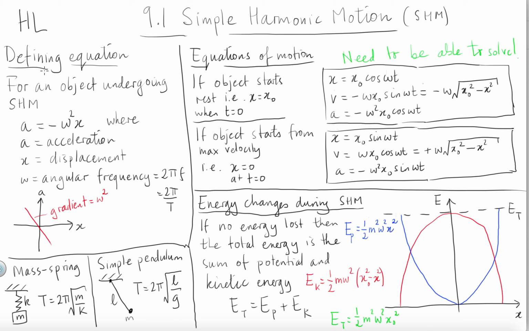But what you have to know for the higher level content is that the so-called defining equation for simple harmonic motion is the acceleration is equal to the negative of the square of the angular frequency times the displacement. So a is acceleration, x is displacement, and omega is angular frequency, which is the same as 2 pi times the frequency or 2 pi divided by the period. And it's measured in radians per second.